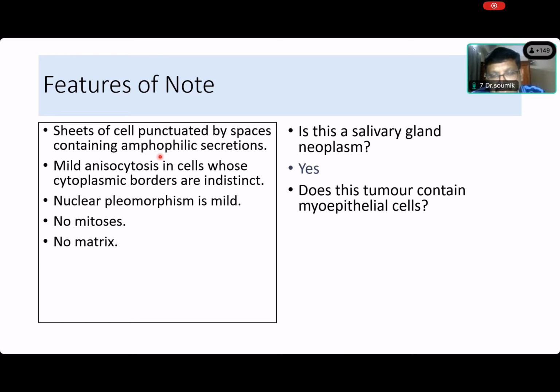Myoepithelial cells will look like myxoid stroma. Okay, myxoid stroma. Matrix. Very good, Somik. Matrix to be produced. Anything else? What is the cellular characteristic of myoepithelial cells? You've seen so many myoepithelial cells now. So what are the cellular characteristics? Just name any cellular characteristic. What about basaloid?